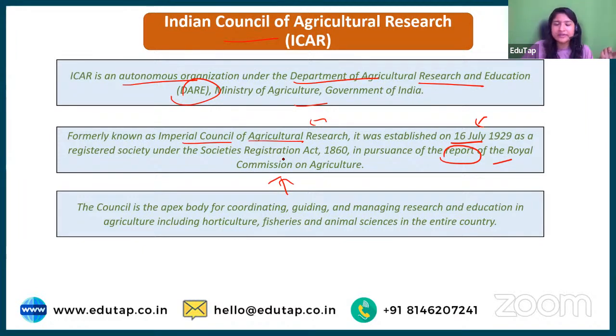However, after we got independent, so of course it was said that Imperial, because it means that we are still under the Queen's rule. Okay, so that is why the name Imperial was changed into Indian Council of Agricultural Research.